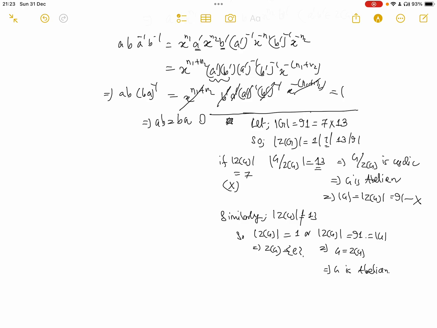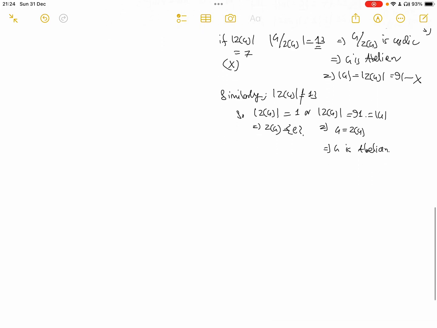Maybe you can also, like, there is nothing special about 91, right? You can always take, say, the order of G is PQ, where P and Q are distinct primes. So a similar argument will also hold for this. So yeah. Now the second application.